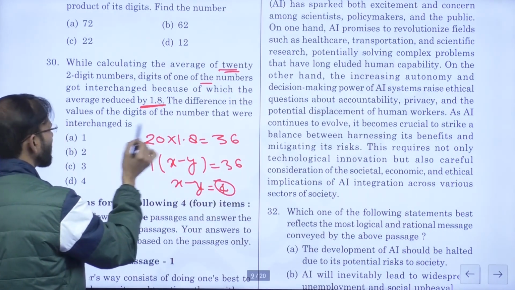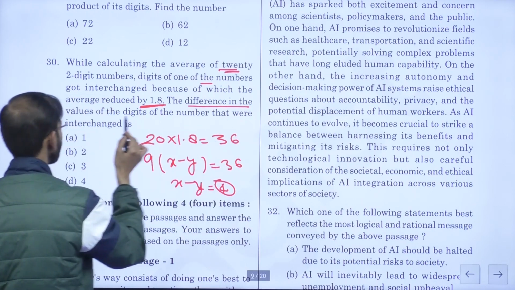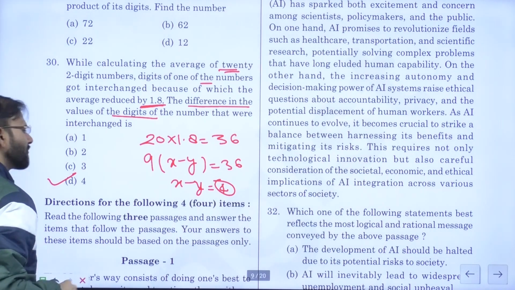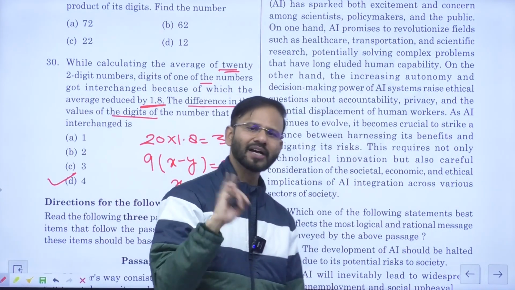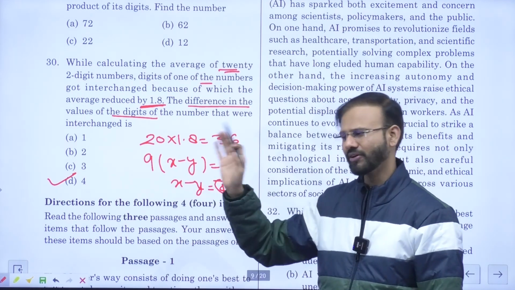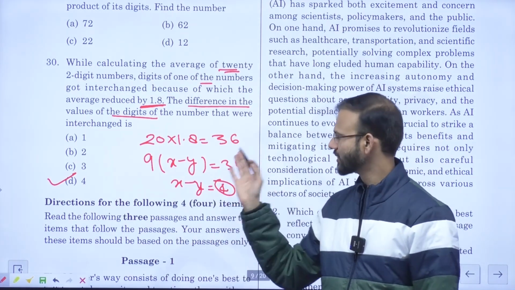So the question is what? The question is the difference in the value of the digits, right? So the difference of the digits has been asked, so that is 4. Guys, this is the direct formula. If you haven't studied it, just go and study this concept.